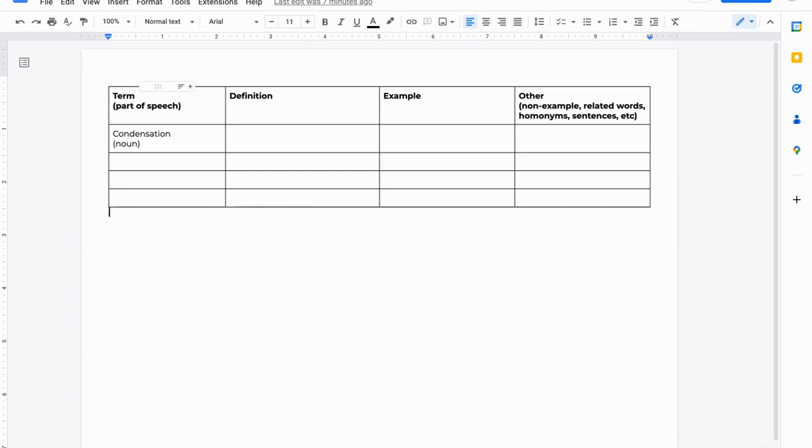And then I added this fourth column because I found that this template didn't capture all of the conversation that was happening in class. So I wanted to add this extra piece. And I leave this open for non-examples, related words, homonyms, sentences, whatever the students are discussing so that we can track that information. I want students to be able to look back at this and remember what we talked about.